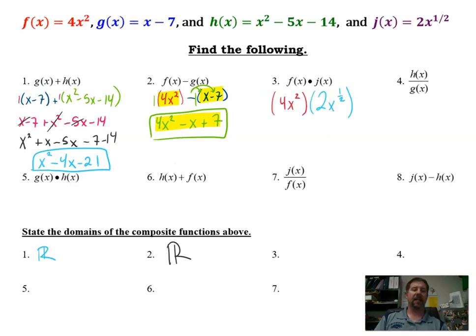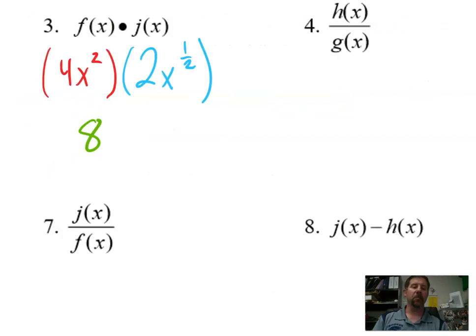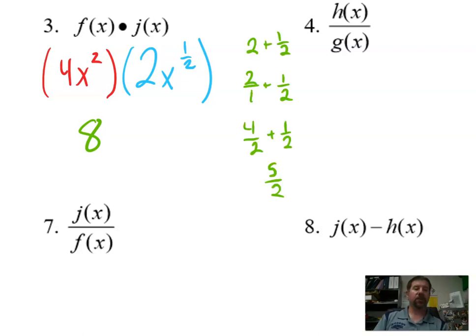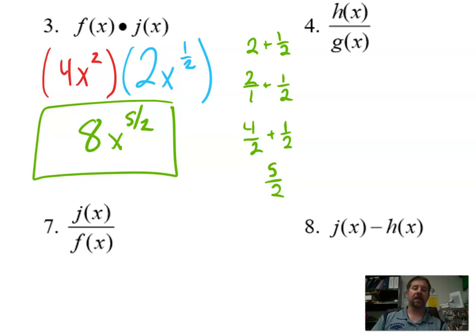F of x in this case again is 4x squared, and j of x is 2x to the 1/2. And I want to multiply these together. When you multiply these, again, you're going to start with the coefficients. So 4 times 2 is 8. And when I multiply x squared times x to the 1/2, when you multiply bases, you add exponents. So 2 plus 1/2 is 2 over 1 plus 1/2. I've got to get a common denominator, 4 over 2 plus 1/2, or I get 5/2. So this is 8x to the 5/2. No like terms to combine, so that's my answer.